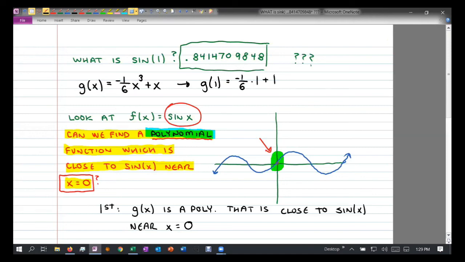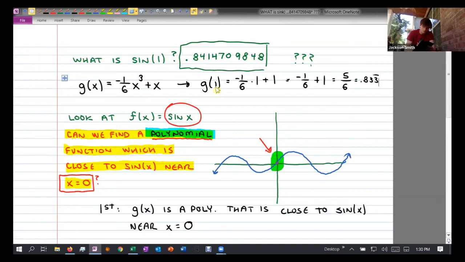You're going to do -1/6 times 1 plus 1. That should be just 5/6, which is 0.83 repeating, right? Now, is that a good approximation of 0.84? No, not really, right? But are we plugging in a number close to 0? No, we're at 1, right? So let's try something else.